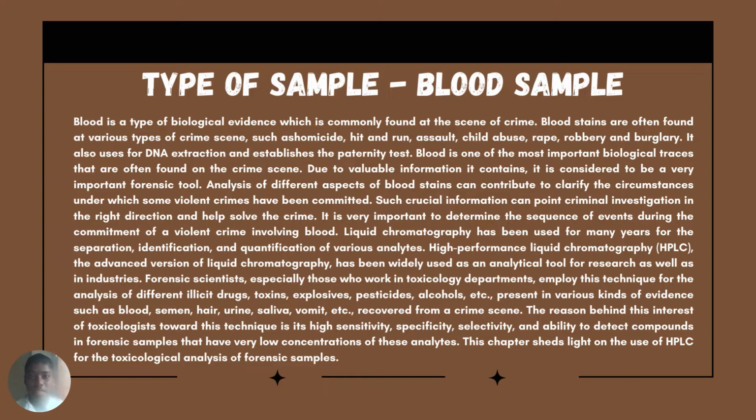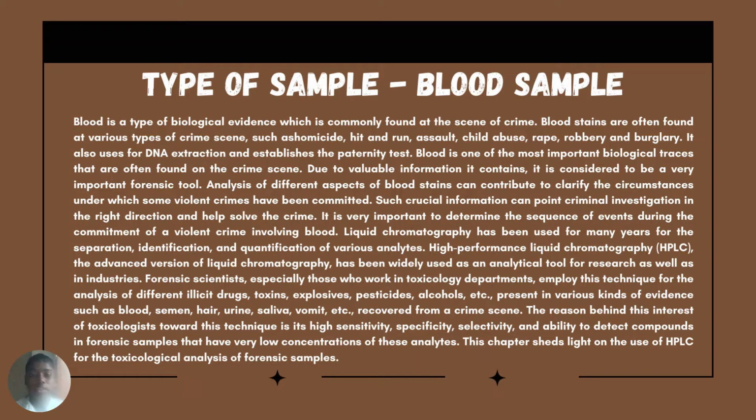Firstly, type of sample. We chose blood sample as our sample. Blood is a type of biological evidence which is commonly found at the scene of crime. Blood stains are often found at various types of crime scene such as homicide, hit and run, assault, child abuse, rape, robbery, and burglary. It is also used for DNA extraction and to establish paternity tests.